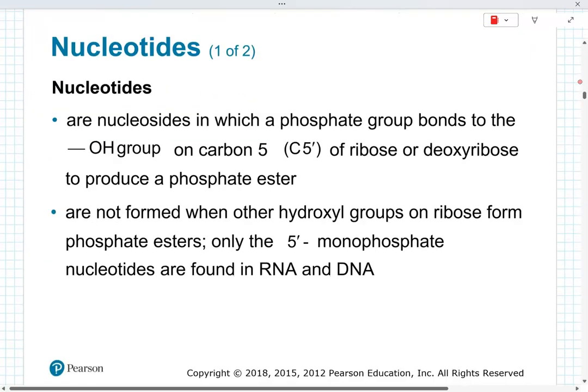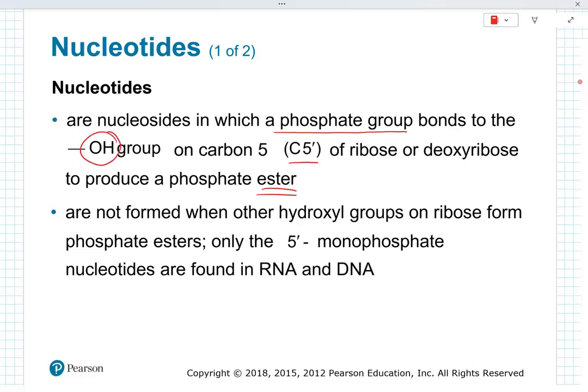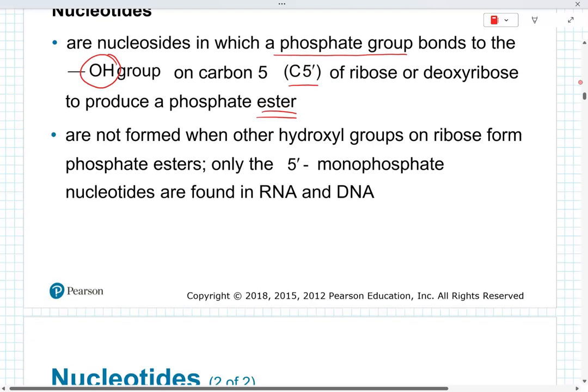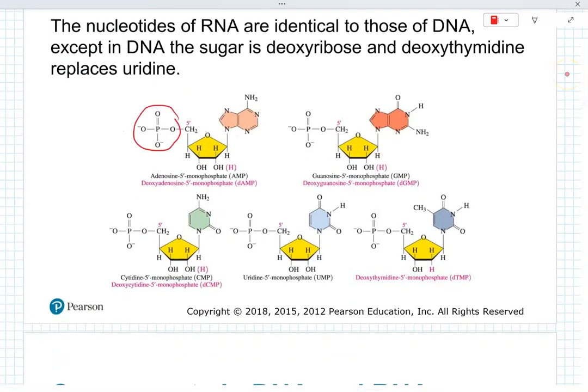Now, nucleoside becomes a nucleotide when the phosphate group forms an ester, or a phosphate ester, with a hydroxyl group found on the 5' carbon of whatever sugar we're talking about. So, strictly speaking, we consider nucleotides that exist in RNA and DNA are only the ones that have phosphate group bound to the 5' carbon, okay?